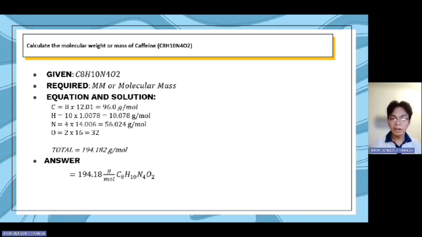The molecular mass we are looking for here is the molecular mass of caffeine as a whole compound. So the total of it is 194.182 grams per mole. With two decimal places, we have 194.18 grams per mole of caffeine.